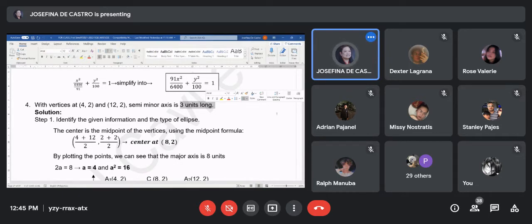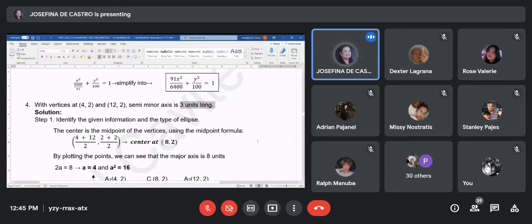Middle point din siya ng foci, middle point din siya ng co-vertices. So kung given ang vertices, kuhanin mo lang by midpoint formula, may center ka na. Kung given ang co-vertices, midpoint nun, center na. Okay? Kasi nga, center lahat siya. Center ay middle point ng vertices, foci, co-vertices. So, kung nawawala ang center, middle point siya ng mga endpoints.